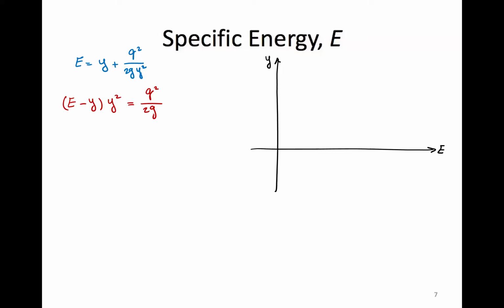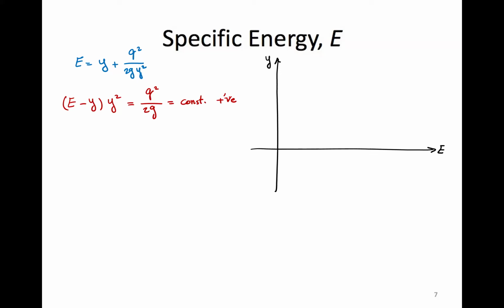And again, as we said, conservation of mass says Q is constant. So Q squared and G are constant. So Q squared over 2G for the uniform steady flow will be constant. I'm going to say this is a constant, and it's a positive number. G is positive, Q squared is positive. So it's a positive number as well, right?